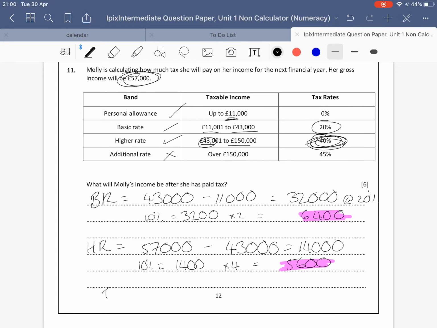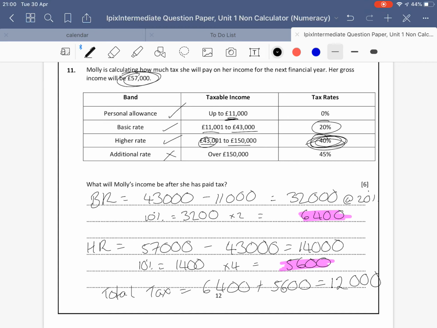All we've got to do is add those together for the total tax to pay. So 6,400 add 5,600 to get 12,000.